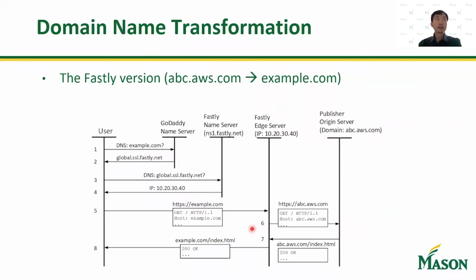In this and the next slide, I'm going to briefly introduce how domain name transformation happens inside a CDN. This shows a Fastly version. Fastly is a big CDN provider in North America. Let's follow these 8 steps. When the user wants to visit example.com, a DNS query will be sent to a name server. Let's assume it's GoDaddy. GoDaddy is going to resolve example.com into global.ssl.fastly.net, which is a subdomain that belongs to Fastly. The second DNS query will be sent to Fastly's name server, which will resolve to an IP address that belongs to one of Fastly's edge servers, or cache servers.